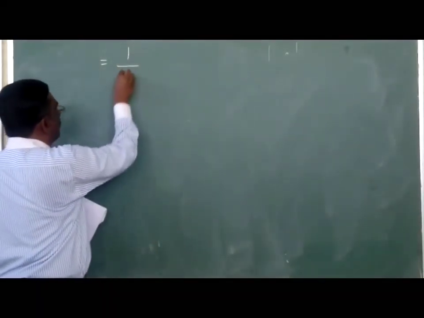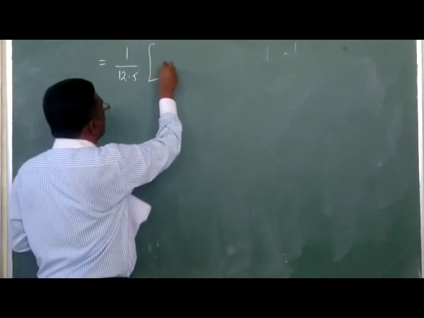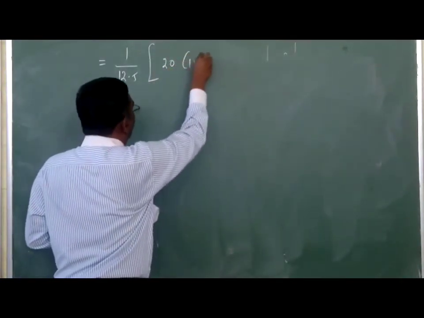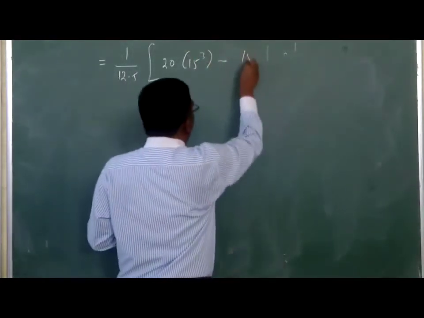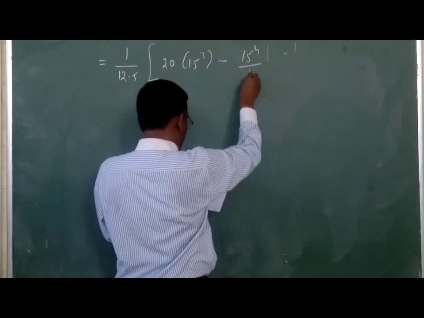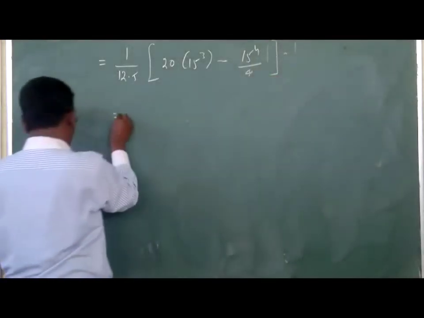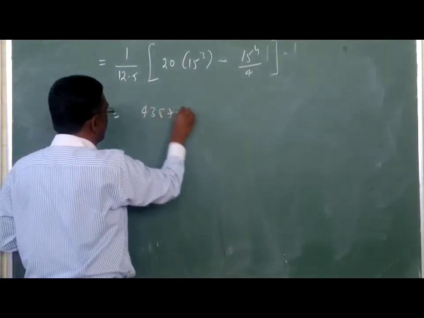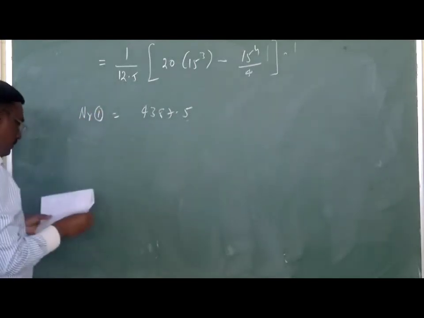So this is 1 by 12.5. Cancelling this 3 with 60 we get 20, 15 cube on simplifying, minus 15 to the power 4 by 4. And this is found to be 4387.5. This is numerator 1.